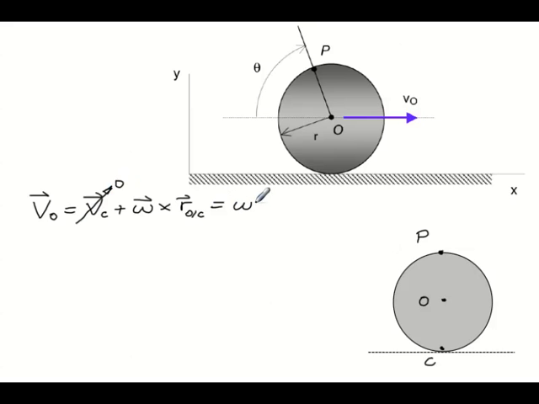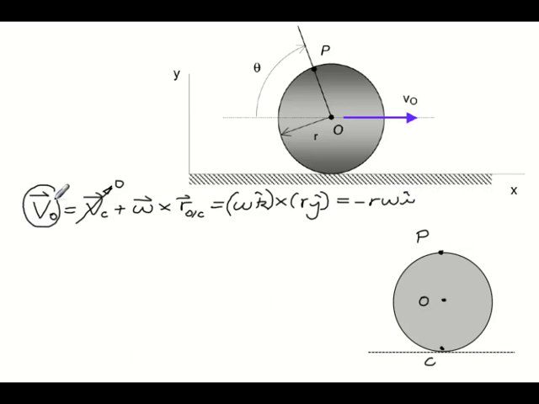Omega, we don't know what that is. We do know it's about k, and we'll leave omega as an unknown. We're going to find that. The vector which goes from C to O is an rj. K cross j is a minus i, so this becomes a minus r omega i.